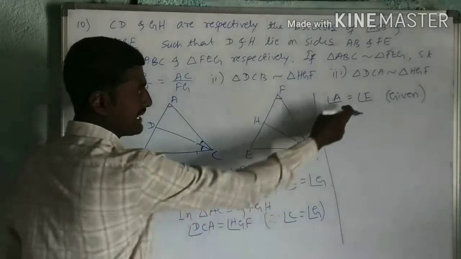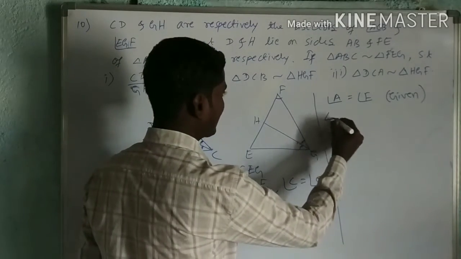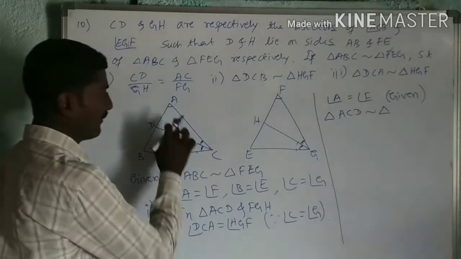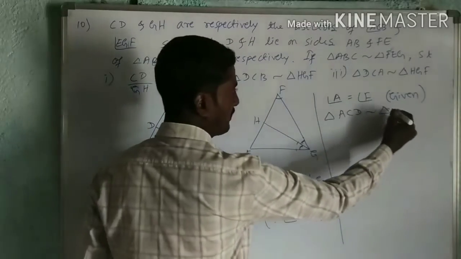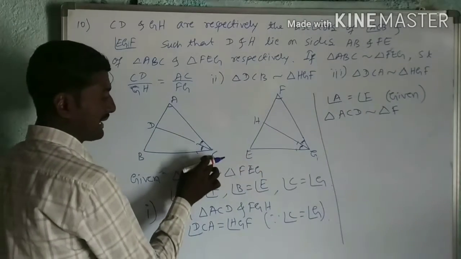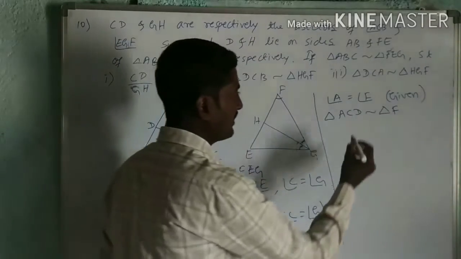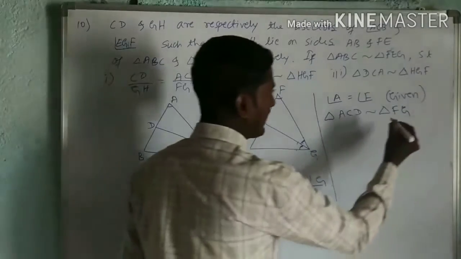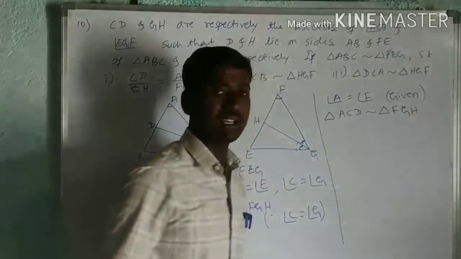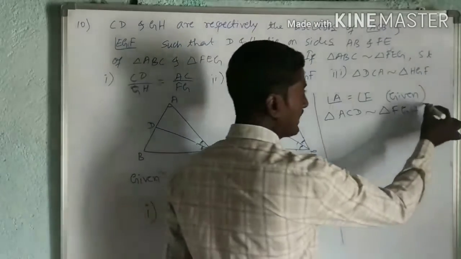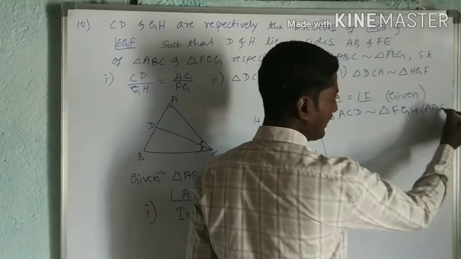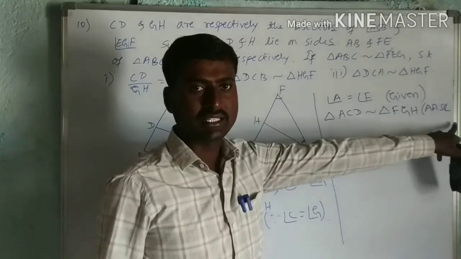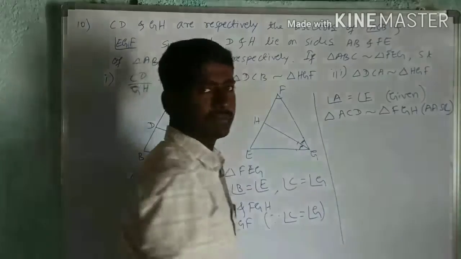Now by using AA similarity criterion, triangle ACD is similar to triangle FGH. For the angle A I must take F. Then for the angle C I must take G. Then remaining is D, for D I should take H. So these two triangles are similar because of the AA similarity criterion. Write here AA similarity criterion as the reason.